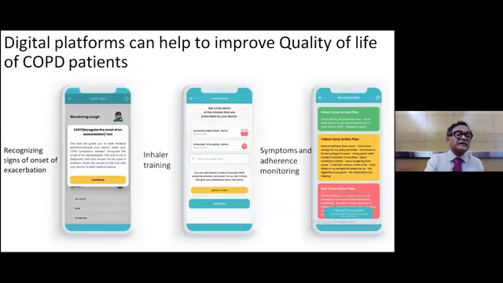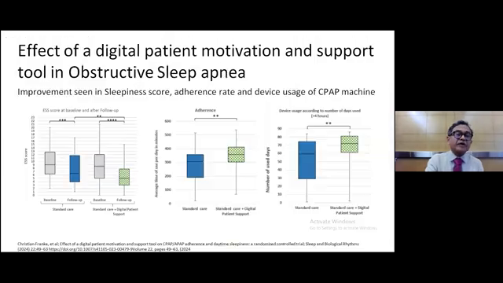Recognizing signs and symptoms of exacerbation can be done by the digital platform. Inhaler training can be taught, and this can be constant. So even small things can be found out. In fact, how to take care of spacer devices, how to gargle, all those things can be taken care of very well and frequently by the platforms, and that helps adherence monitoring.